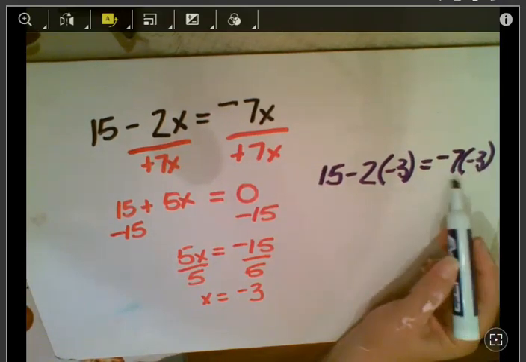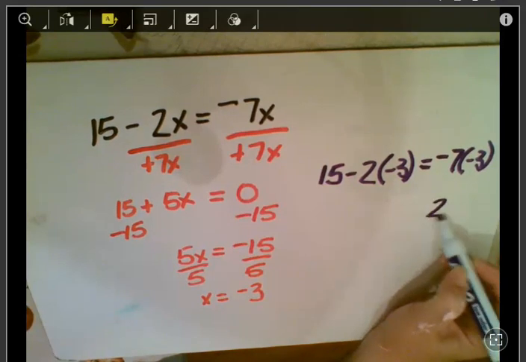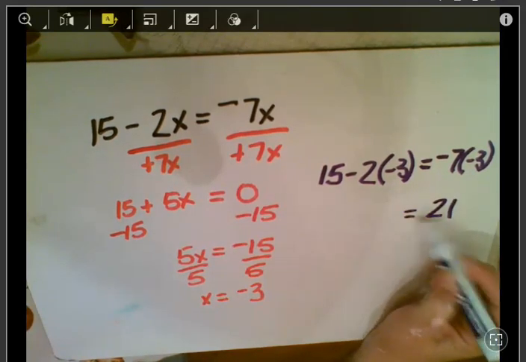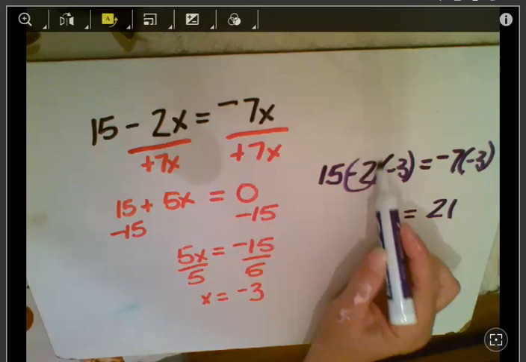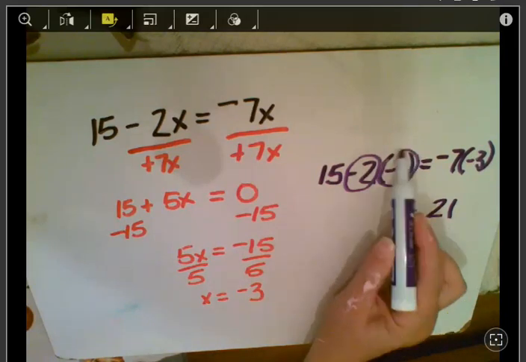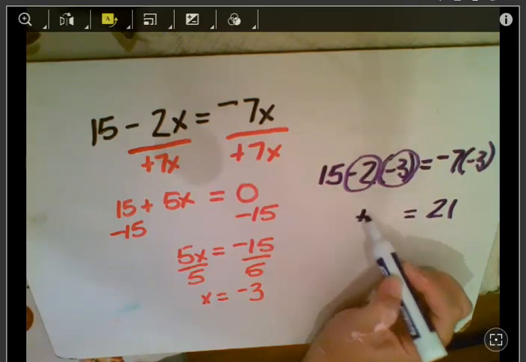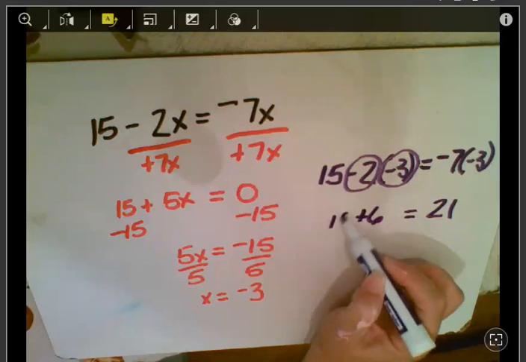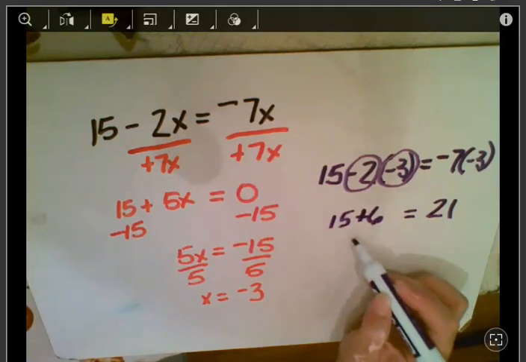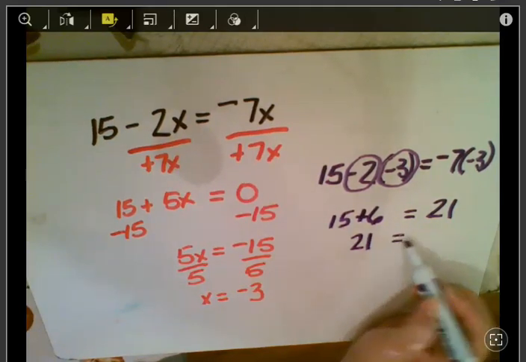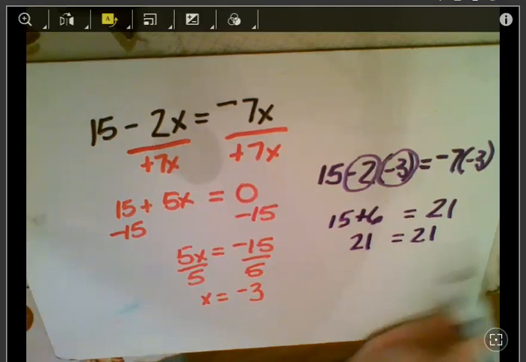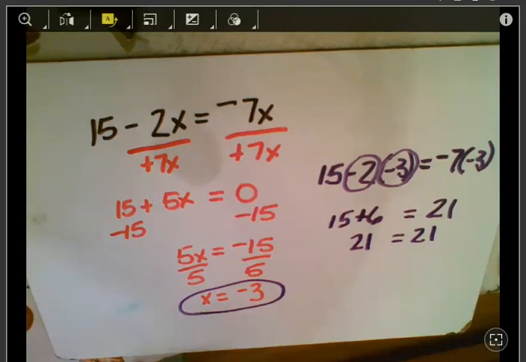Well, I know that a negative times a negative is a positive, so that's 21. And then I know this negative and this negative times each other will make a positive, so I've got a plus 6 and I still have my 15. And 15 plus 6 is 21. So that does make a true statement, so this is a correct answer. So that is one way you're able to do that. I know you may find another, but your solution should be negative 3 in the long run.